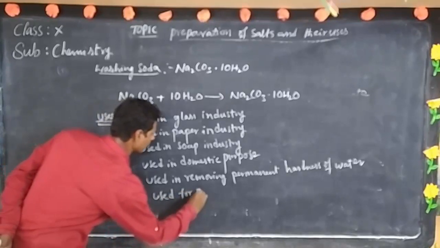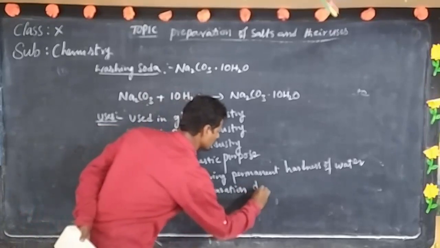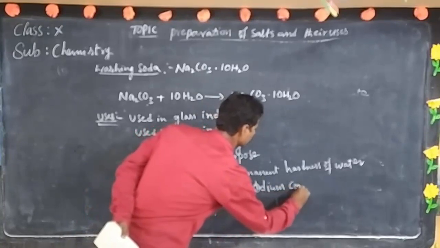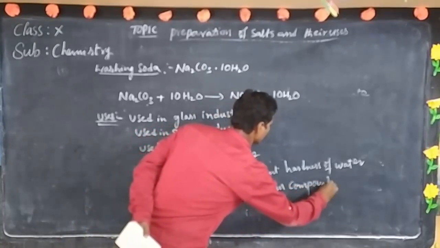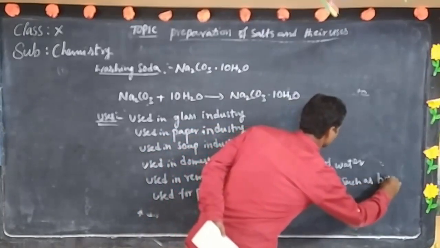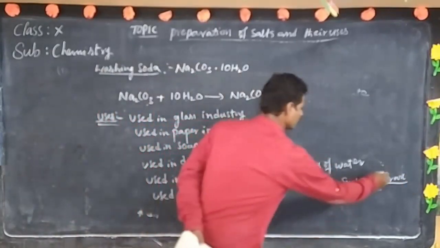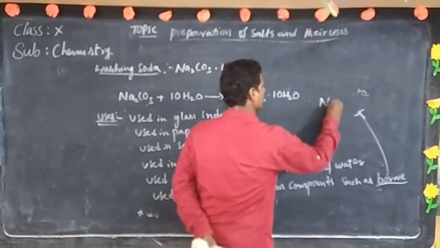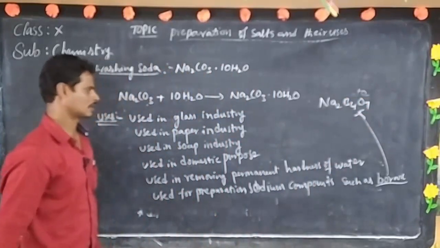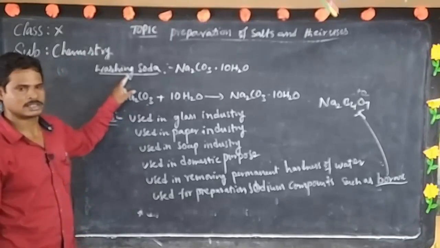used for preparation of sodium compounds such as borax. What is the formula of borax? This is the formula of borax, Na2B4O7, that is called borax. So these are the uses of washing soda.